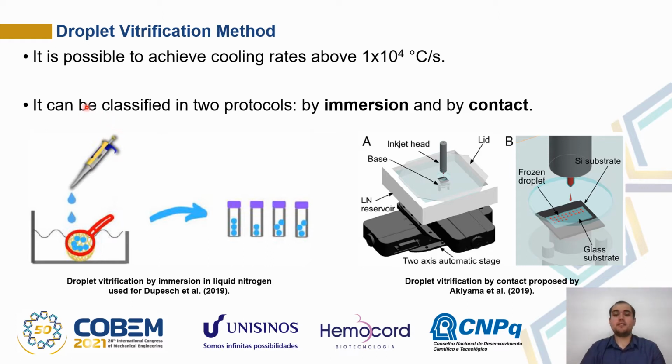We can classify this method in two protocols, by immersion and by contact. The first one, by immersion, in the figure on the left, is where the droplet is dripped inside the liquid nitrogen, and the second one is where the droplet has no contact with the refrigerant medium. That is good because it may avoid contamination.